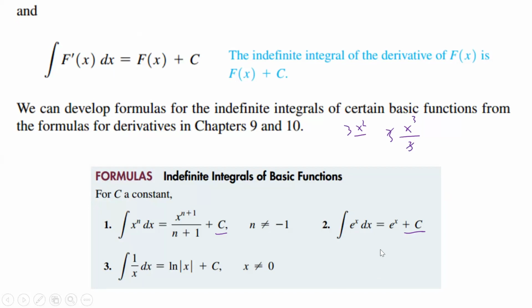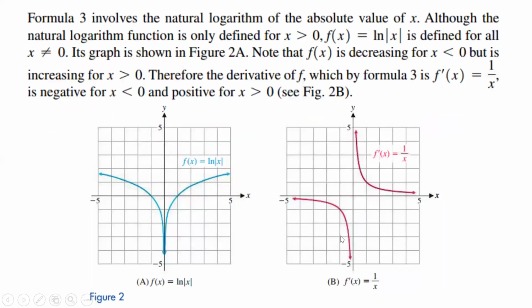Now, what I was mentioning with this number 3, I guess I went 1, 3, 2, but it's 1, 2, 3. So formula 3 involves the natural logarithm of the absolute value of x. Although the natural log function is really only defined for x greater than 0, f of x equals the ln of the absolute value of x is defined for all x's except for x equals 0.